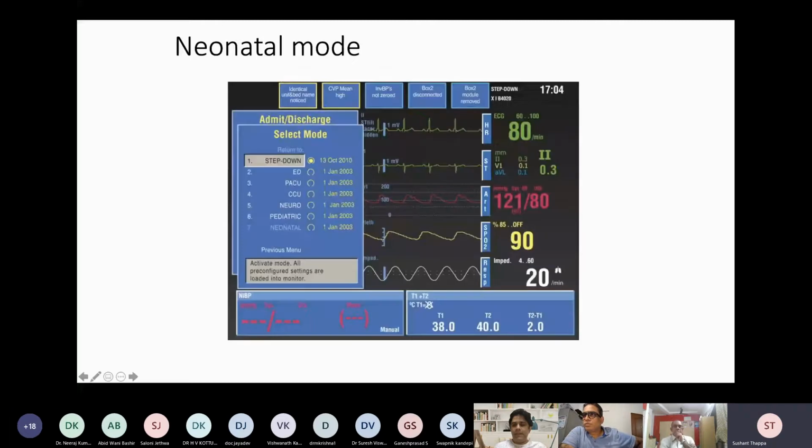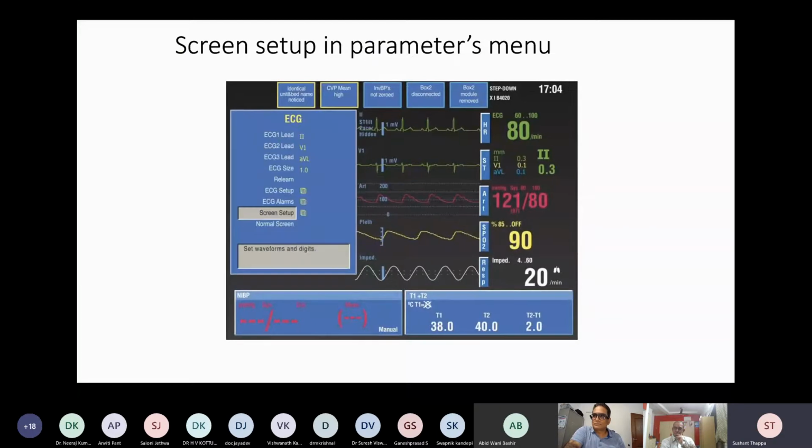Most of these monitors have neonatal modes, so there are different modes, right from step down units to, let's say, neuro ICU or a pediatric ICU to a cardiac care unit to a pediatric unit or an emergency unit. There is also a neonatal mode where the limits of parameters will change to match neonatal parameter limits, and the rest of the things remain the same. You can of course adjust limits according to your choice as well. But essentially, it will give you a different kind of layout when you shift it to neonatal mode.